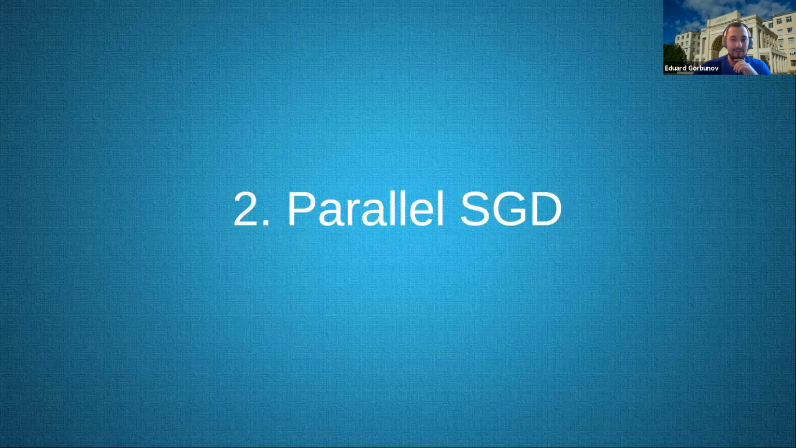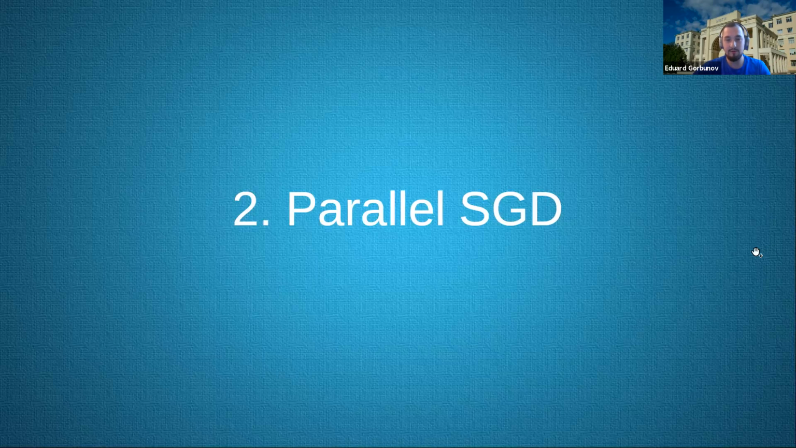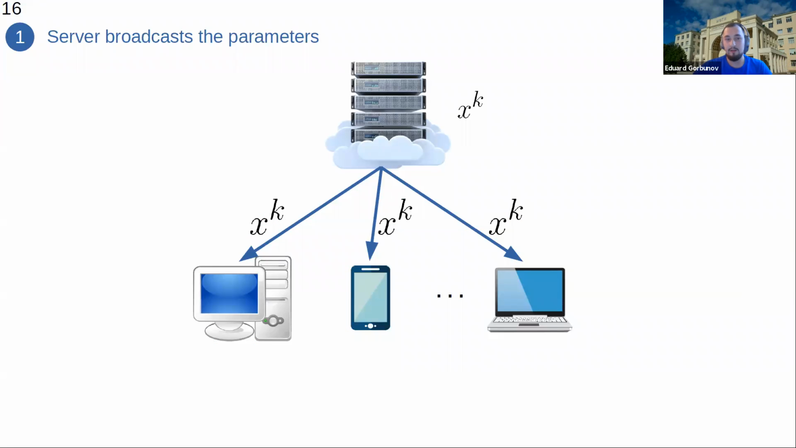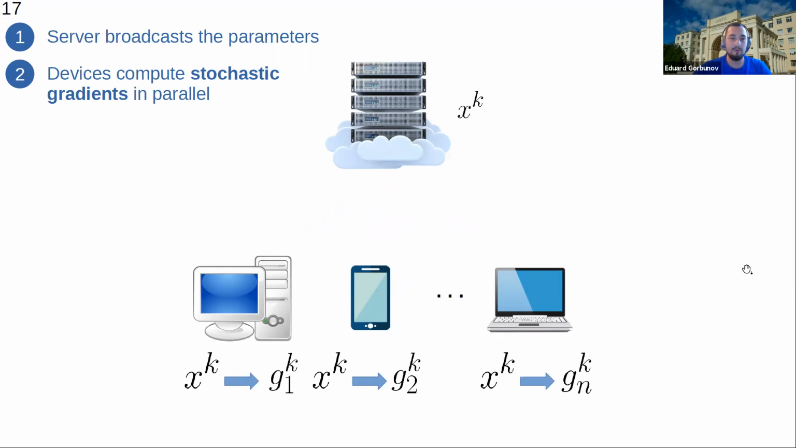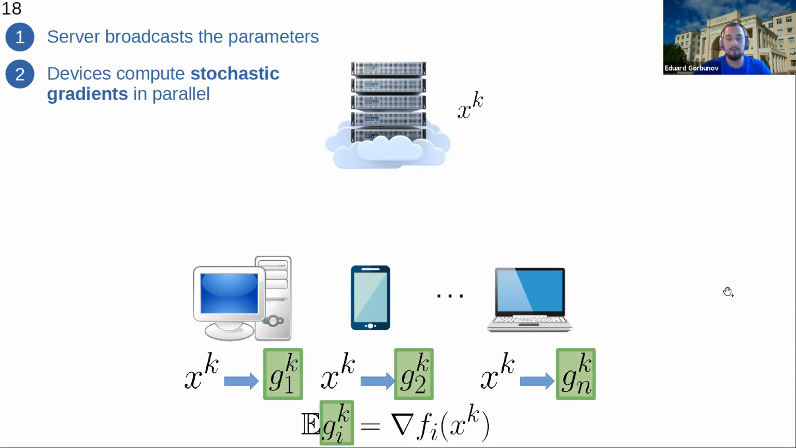Probably one of the most popular approaches to solve this problem is parallel SGD. In parallel SGD, at each iteration, the server broadcasts the parameters xk to the devices. Then these devices compute stochastic gradients in parallel. Namely, they compute vectors gik.